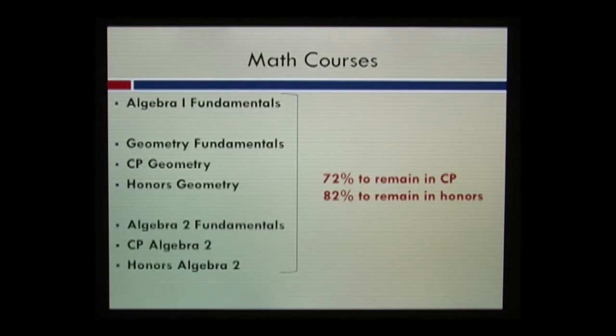After geometry comes Algebra 2. We have the Algebra 2 fundamentals for those people that are in the fundamentals track, or for somebody that took CP geometry and scored again in the D range. We have CP Algebra 2 and Honors Algebra 2. Remember that in order to stay in the CP track, you must have a 72% or better, and to remain in the Honors track, you must have an 82% or better.